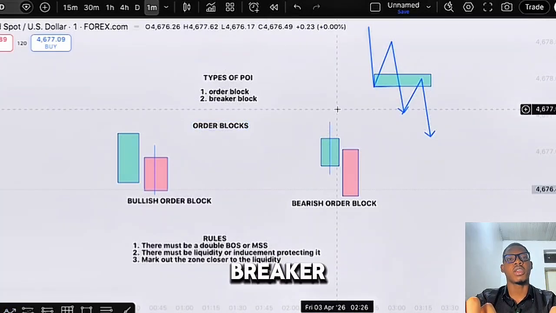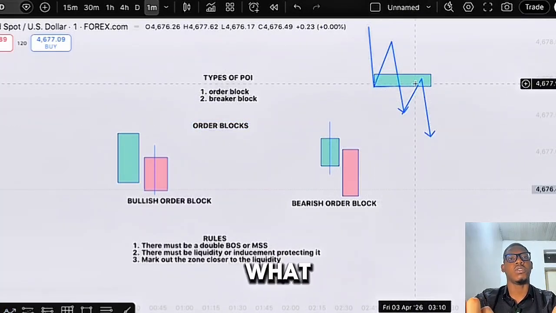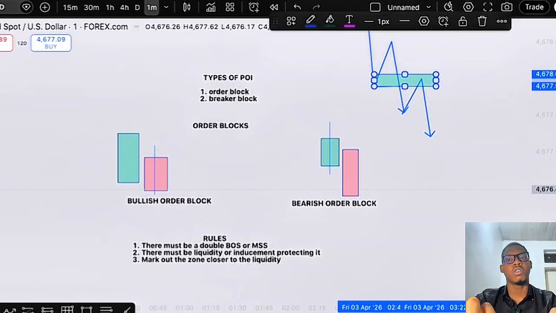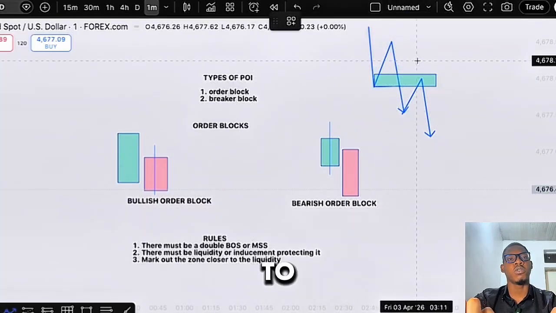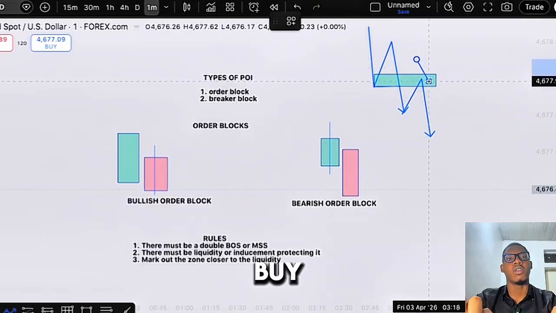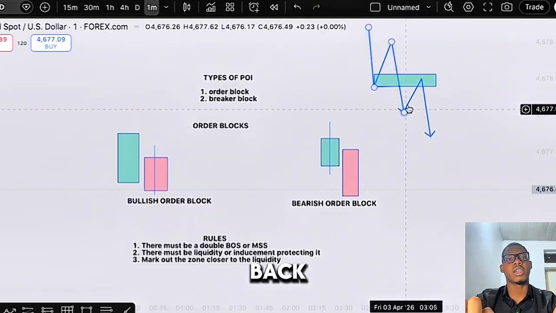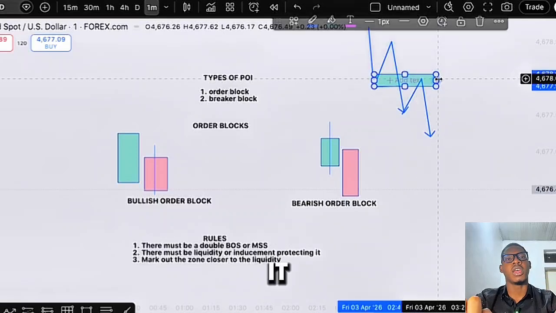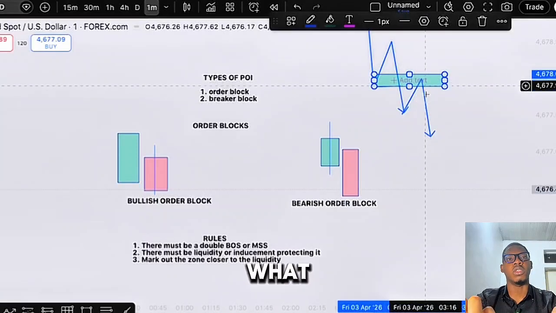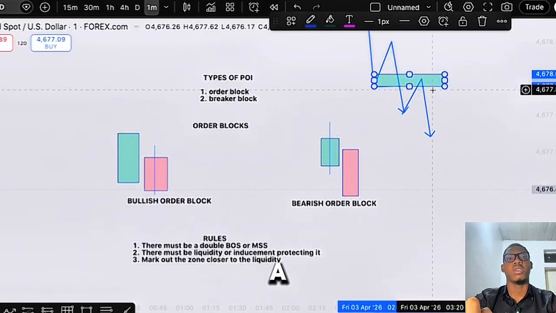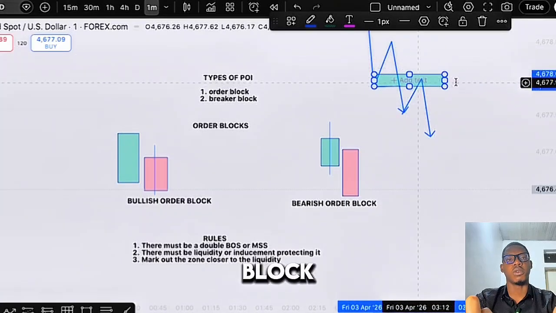As you can see, a breaker block is a failed order block. So this order block here failed. Price failed to use this order block to buy. In that case, price came back and used it as a zone to sell, causing this to be a breaker block.